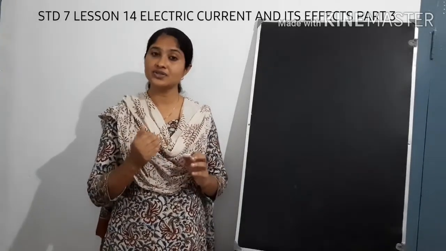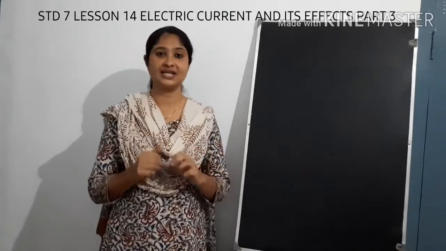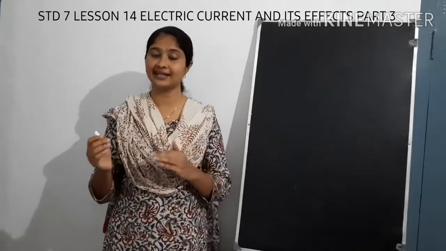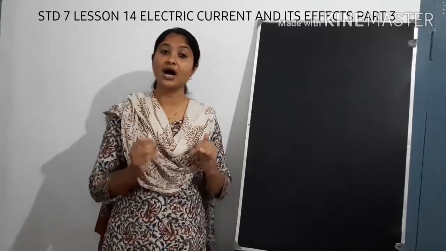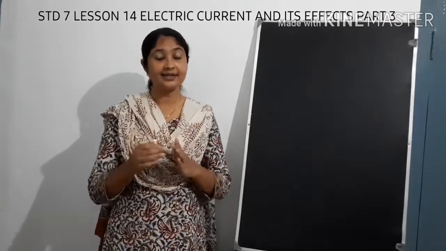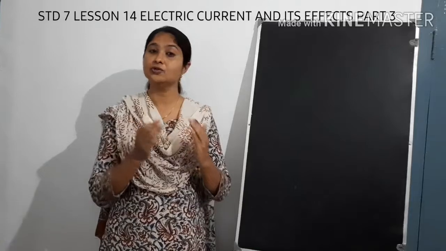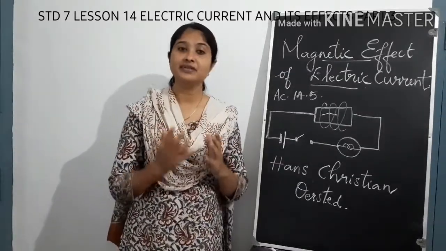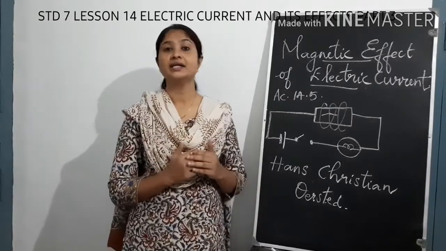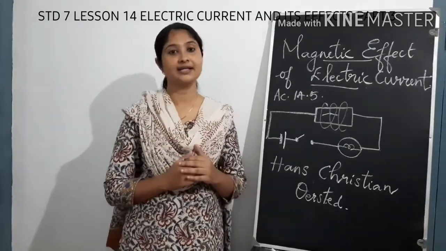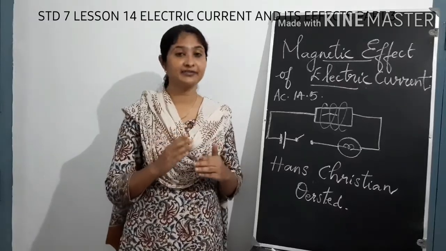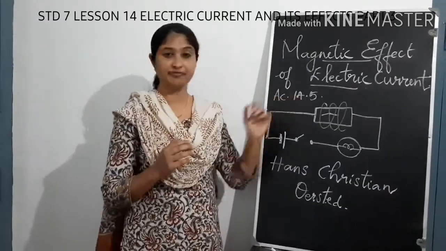Now we are going to see the next part of the lesson, that is the magnetic effect of electric current. So, how a magnet can be made using the electric current. Okay, we will see how the magnetic effect of electric current is produced. Now, I am going to explain the activity 14.5.